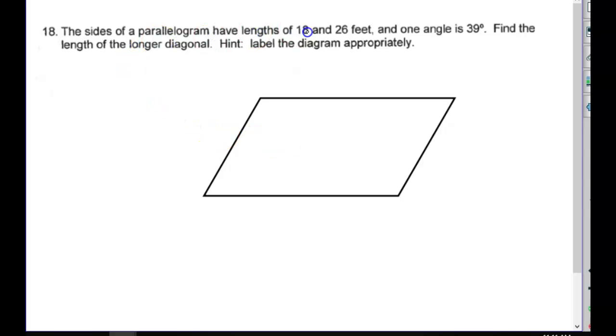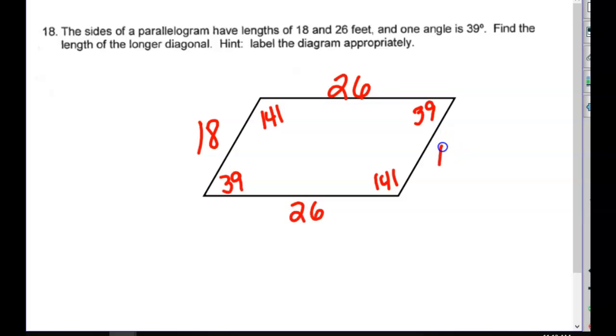The sides of a parallelogram have lengths of 18 and 26, and one angle's 39. Do you know all the angles then? Yes, good remembering your geometry. 141 and 141. Now, this is the problem. Yes, this is 26 and this is 18. Find the length of the longer diagonal.